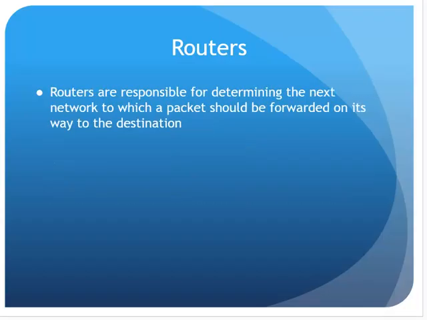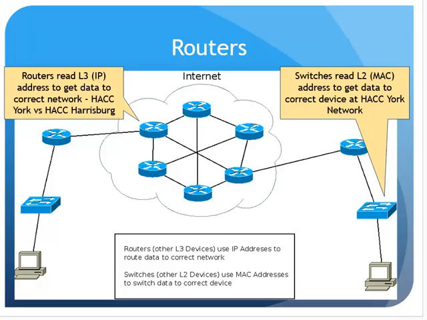So the router has a couple different things it needs to do to make that happen. The routers are responsible for determining the next network to pass a packet to, to forward it onto its destination. Now, I'm reminding you back from, I'm going to say maybe chapter 3 of our book, remember the job of our router. The routers are going to read the IP addressing, layer 3 IP addressing, to get data to the correct network. And I use the example here of getting it to the Hack York campus as opposed to the Hack Harrisburg campus. So it's like routing. I'm going to go to Hack York over here as opposed to Hack Harrisburg by reading those IP packets. So the router is going to get it to the correct network.